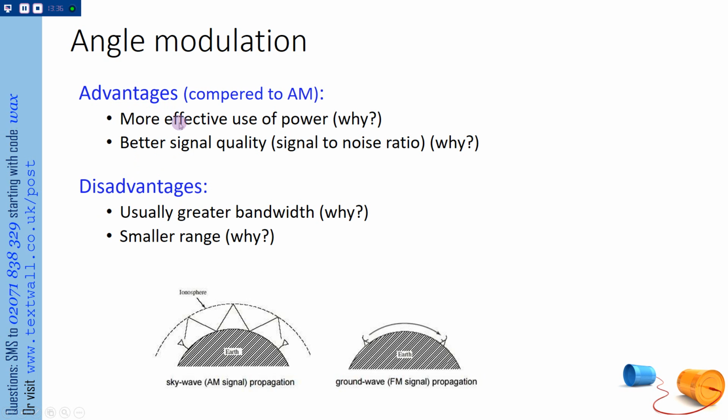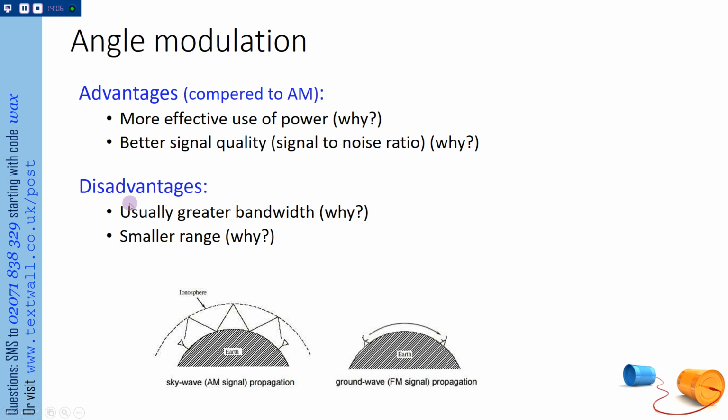We say it's a more effective use of power. You can see why, because there's no wastage of power. There's no carrier. In FM, all of the signal is the message. Whereas in AM, you can have two sidebands and you can have a carrier. Better signal quality, we've given a couple of reasons why that is, but the most important reason for the quality is because it's less susceptible to noise.